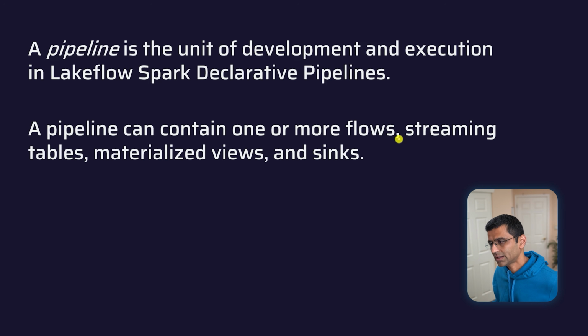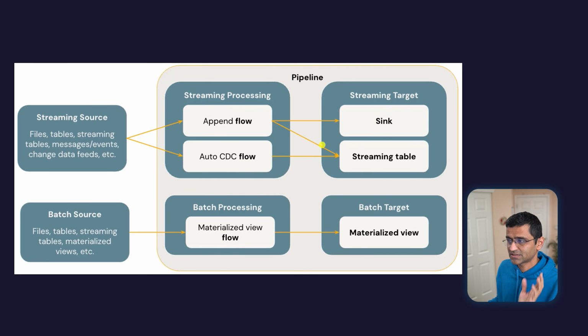It can contain one or more flows, streaming tables, materialized views, and syncs. Okay, so you can have append flow, auto CDC flow, etc. You can have streaming tables, materialized views, syncs, etc. And this is a nice diagram which captures the essence of all those concepts. See, whatever we did for our city dimension table is this particular use case.